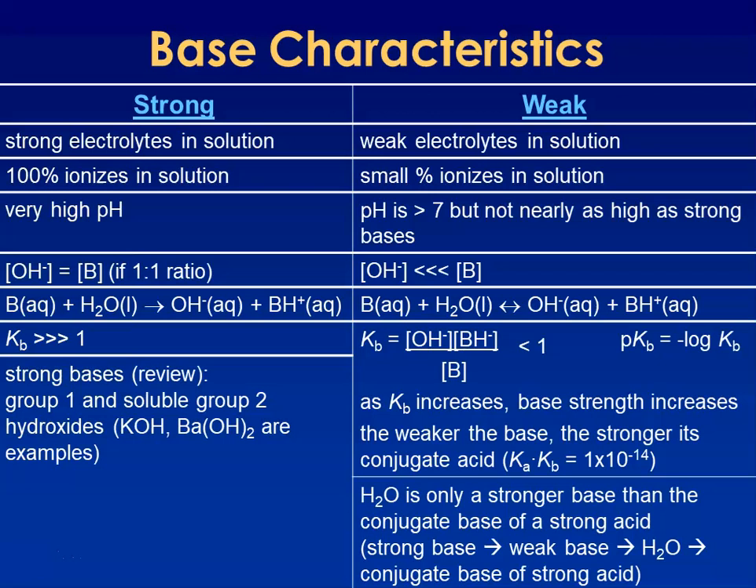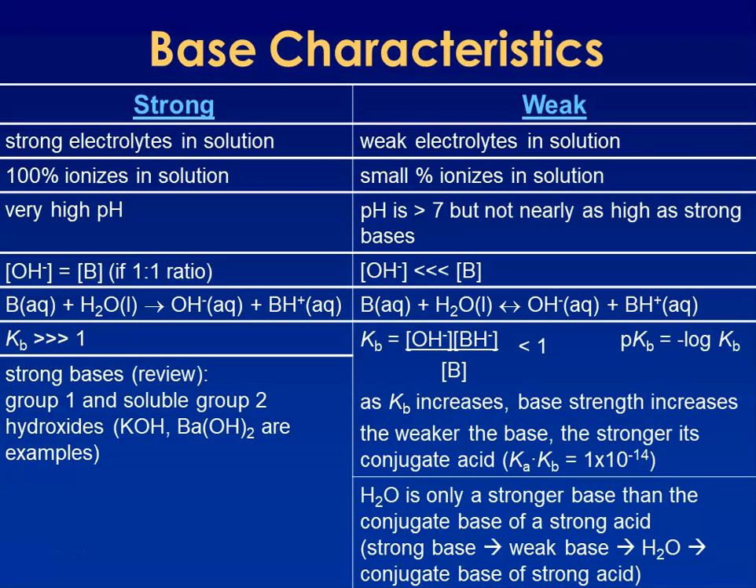Their Kbs are going to be much greater than 1. So the group 1 and the soluble group 2 hydroxides are your strong bases. The soluble ones for group 2 are calcium, barium, and strontium. Weak bases are going to be the ones that are your conjugate bases of acids or are going to have some sort of amino group attached to them. Similar to weak acids, they only dissociate partially, only a small percentage ionizes.